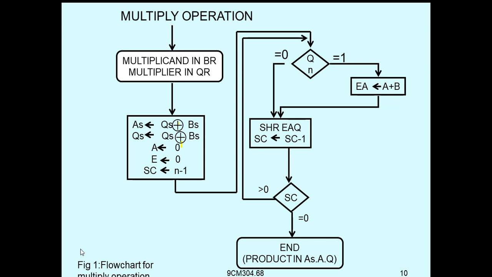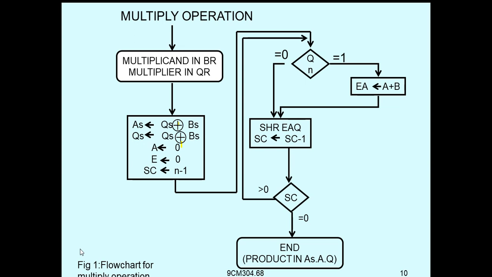And then before performing the multiplication operation, compare both the sign bits of the multiplier and the multiplicand. The final result of that XOR operation is placed into the sign bit, AS, and QS. And then initially the partial product is set to 0, and the carry is 0.